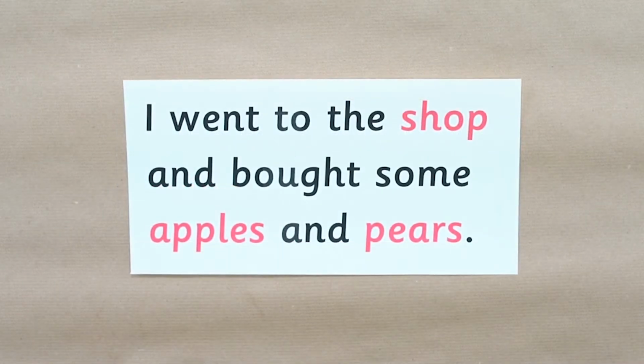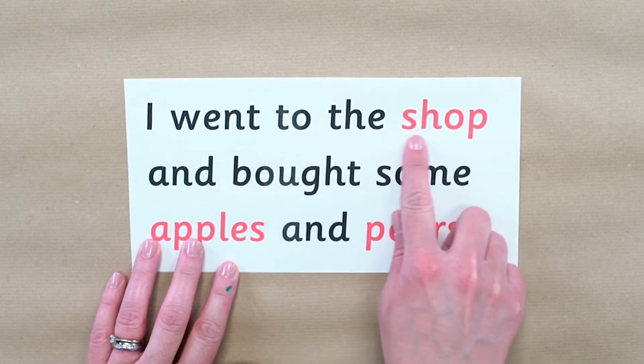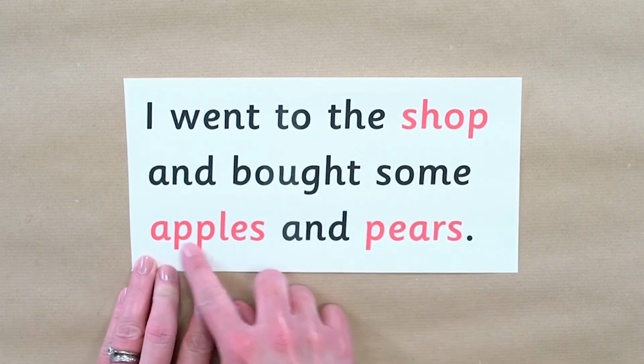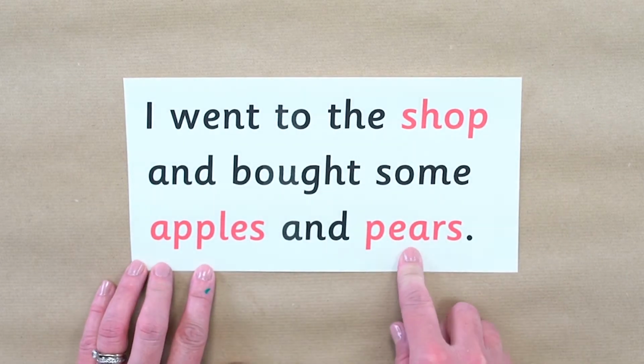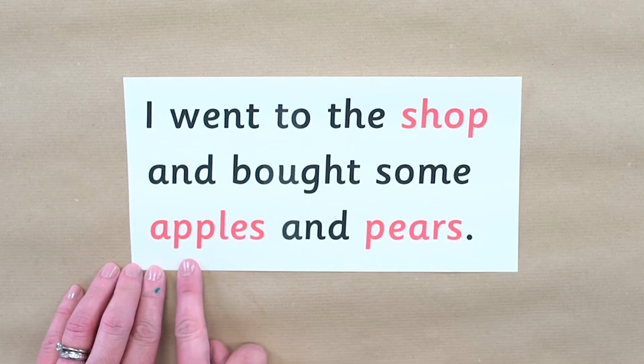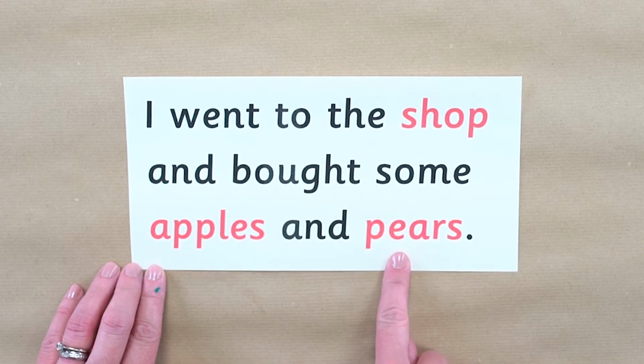You can have more than one noun in a sentence. I went to the shop and bought some apples and pears. In this sentence we have 3 nouns: shop, apples, and pears. All of these things are something you can see, hold, touch, and visit.